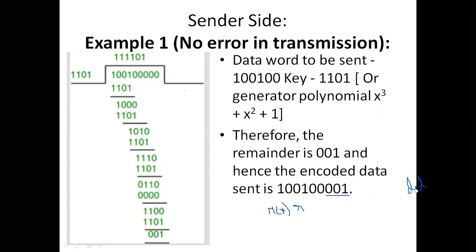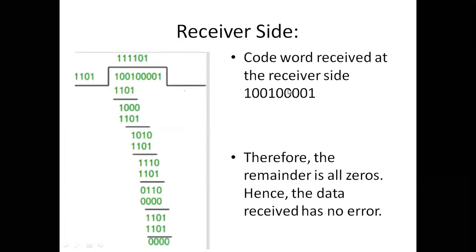Next, at the decoding side, at the receiver side, the decoding process is done. The codeword received at the receiver is 100100001. The 001 we have already appended, that is the remainder of the modulo 2 division operation. That remainder we append to the message, and that is nothing but the encoded message.